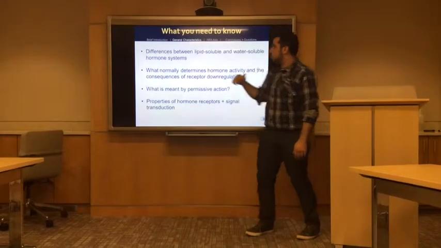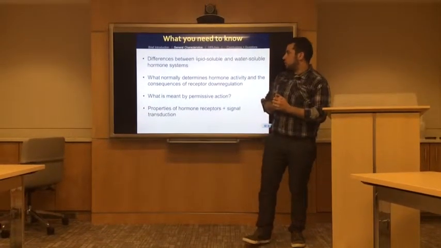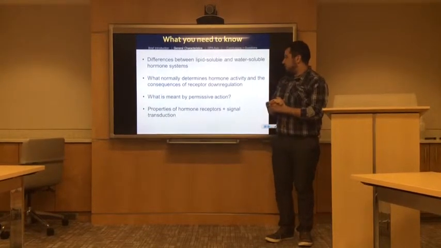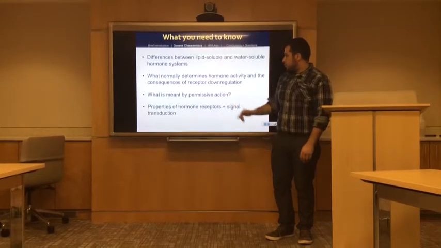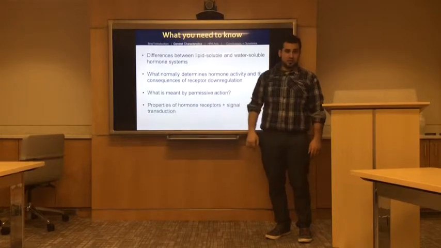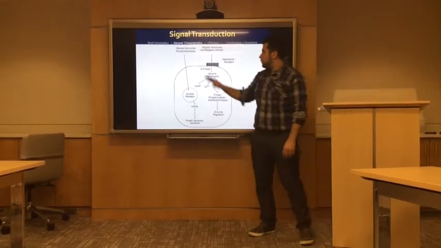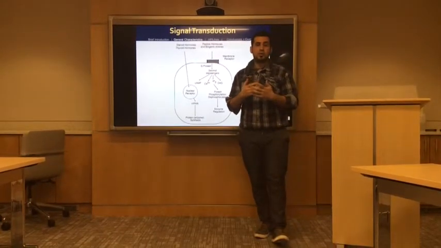What I want you to know are the differences between lipid-soluble and water-soluble hormone systems, what normally determines hormone activity, the consequences of receptor downregulation, what is meant by permissive action, and properties of hormone receptors and signal transduction. Okay? So, signal transduction. We have two sets of hormones: steroid hormones, and peptide or protein hormones.